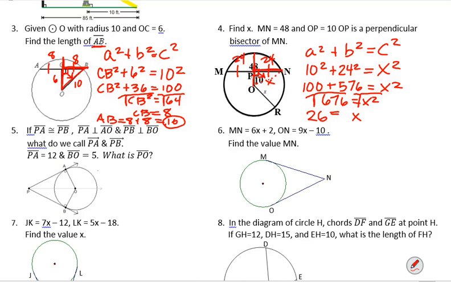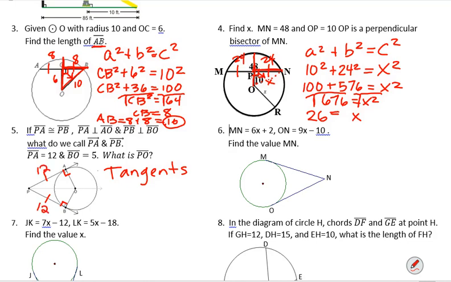All right, number 5. It says if PA is congruent to PB, so PA and PB are congruent, and PA is perpendicular to AO, PB is perpendicular to BO. Those are already labeled here, if you see. Then it says, what do we call PA and PB? Well, first of all, we call them tangents, because those lines are congruent and they're perpendicular to the radii. Then it says PA is 12, so that's 12. That means this down here is 12.